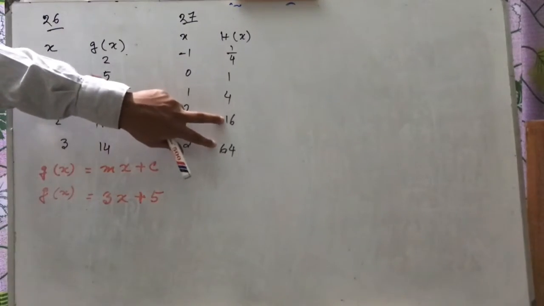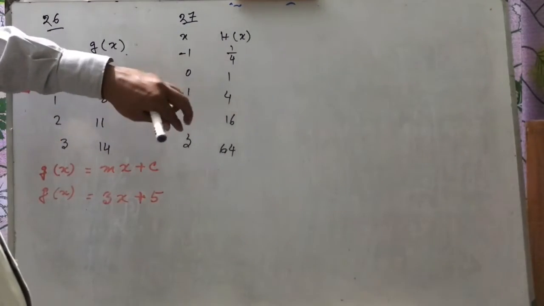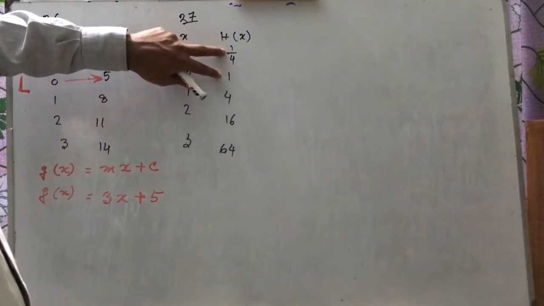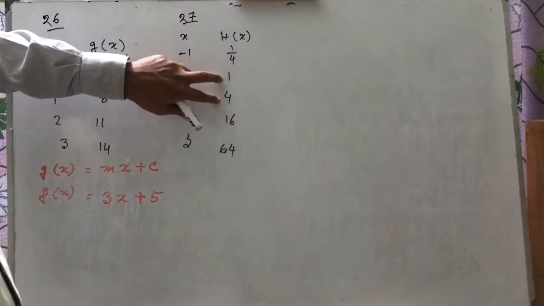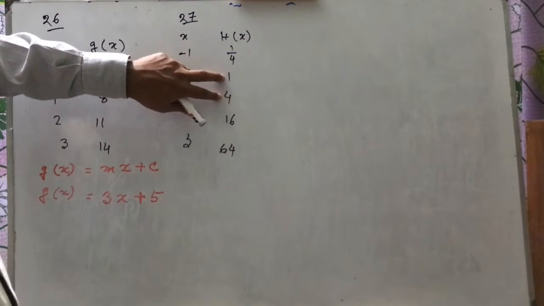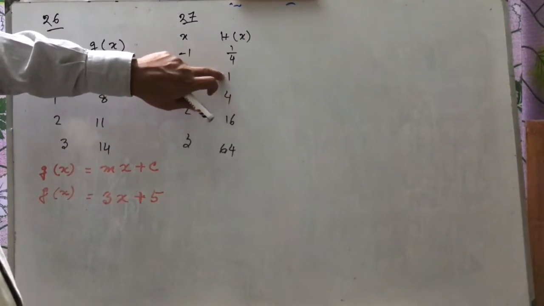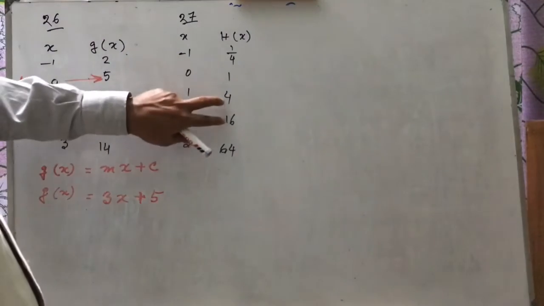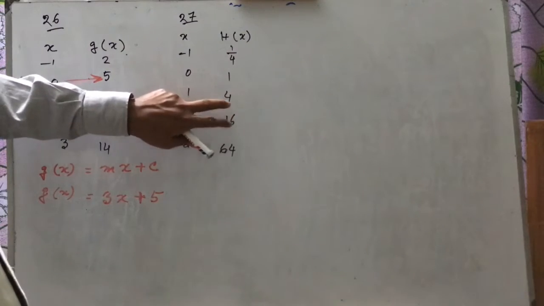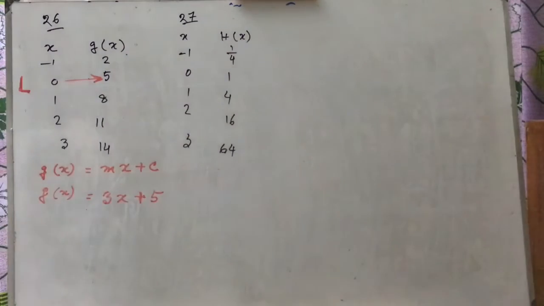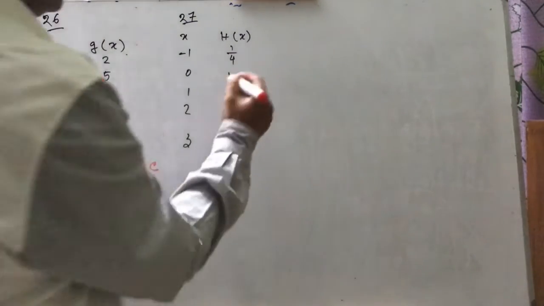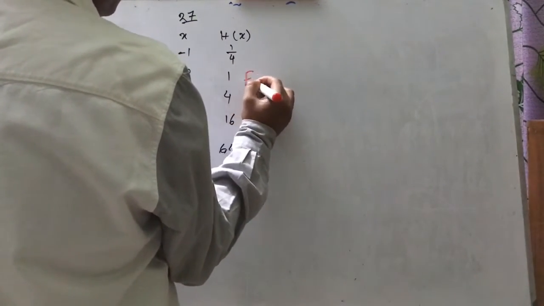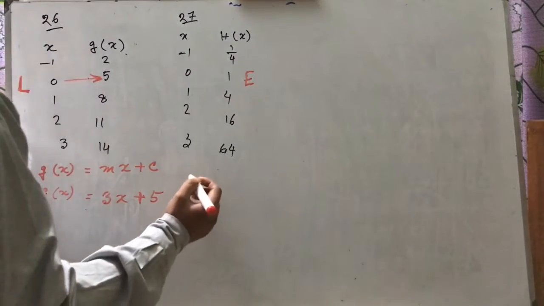So when you divide every second number by the first number: 1 divided by 1 by 4, then 4 divided by 1 equals 4, then 16 divided by 4 equals 4. When you find a common ratio and the common ratio is the same, then this data is exponential. These data are exponential.